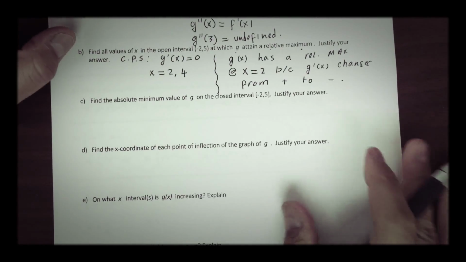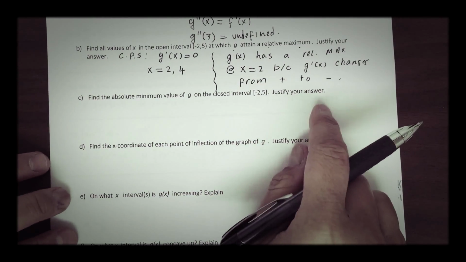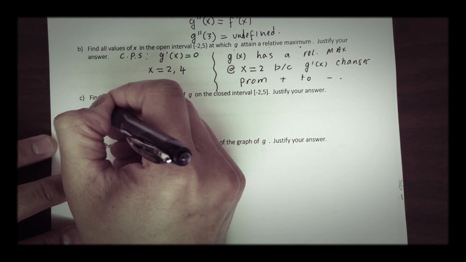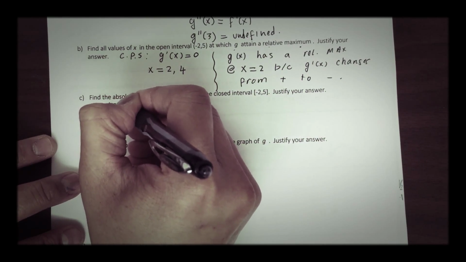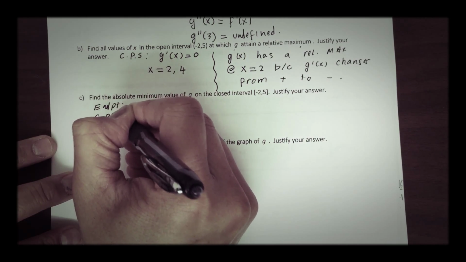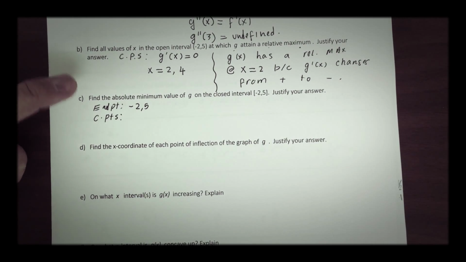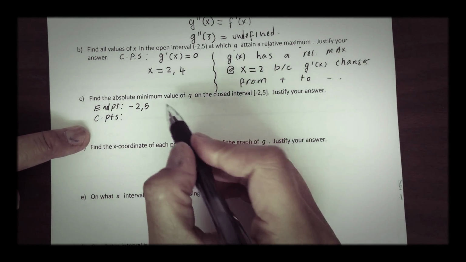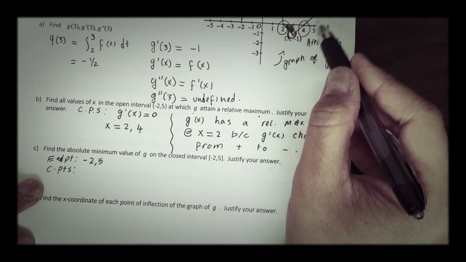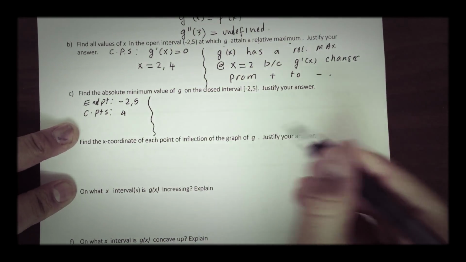Okay. Find the absolute minimum value of g on the closed interval. Okay, so to find the absolute minimum value of g, we need to check the endpoints. So these are endpoints. Okay, and we also need to check the critical points. Now from part B, we know that the critical point that gives us a minimum value is actually at 4. Okay, so at 4 right here. So that is our critical point. So now we need to check them.